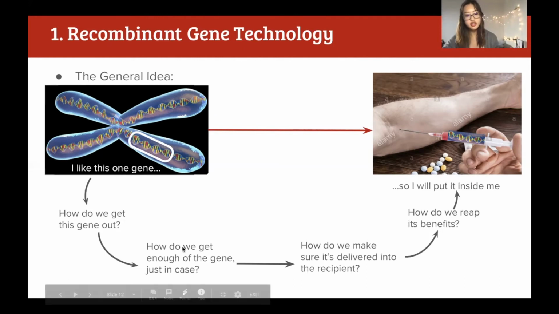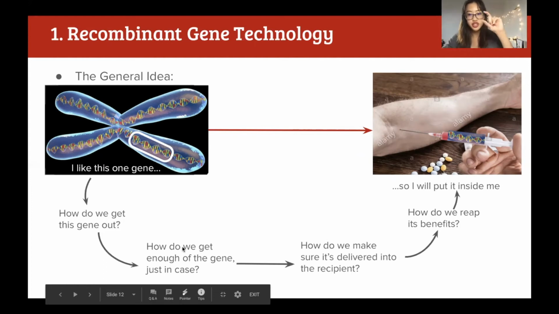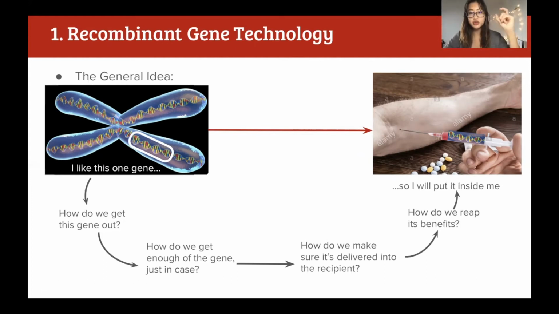And then after that, once I have this gene, how do we get enough of the gene just in case? How do we make sure that your only surviving copy of the gene isn't going to be destroyed by your body's immune system, by the nucleases that they have floating around, by experimental error, by these kinds of things.